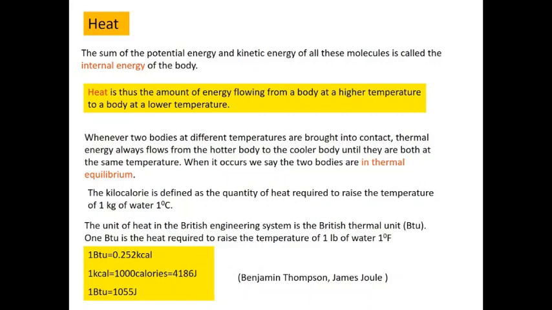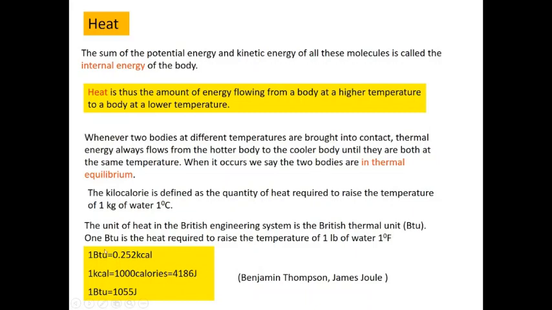So a kilocalorie is defined as the quantity of heat required to raise the temperature of 1 kilogram of water by 1 degree Celsius. Imagine that you have 1 kilogram of water and you are going to increase its temperature by 1 degree Celsius. To do that, you need 1 kilocalorie of energy. And if you convert 1 kilocalorie to joules, 1 kilocalorie is 1,000 calories, which is equal to 4,186 joules.